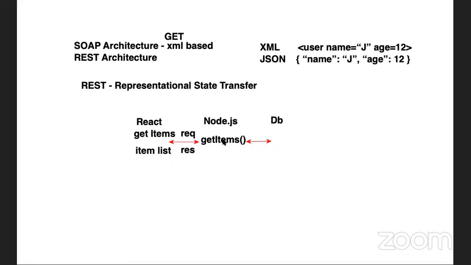Listen to that very carefully. So at the moment, we are just getting the data from the database. Database returns me some list, and we create a response and send it to React, which is the item list. So in this whole thing, what we are doing is we are just transferring the state of the user.